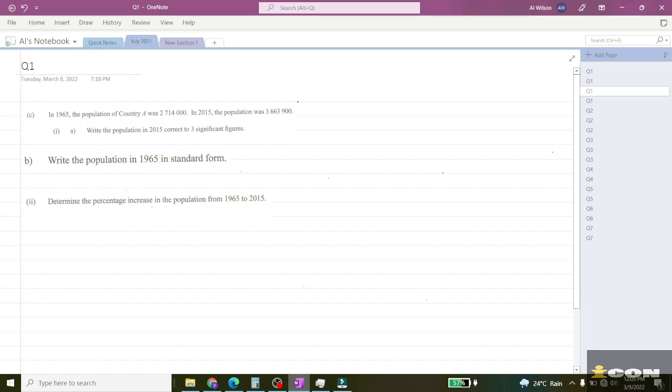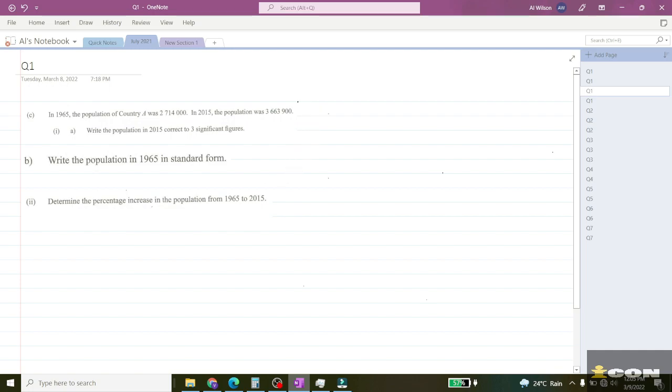In 1965, the population of a country A was 2,714,000. And in 2015, the population was 3,663,900. So clearly there was an increase. So our first part here asks us to write the population in 2015 correct to 3 significant figures.